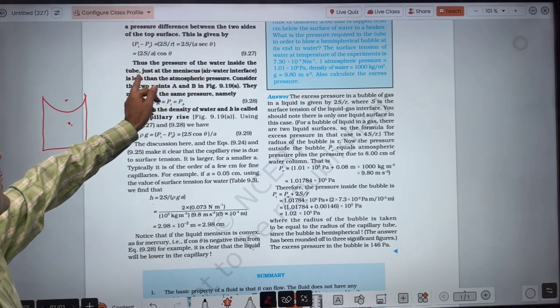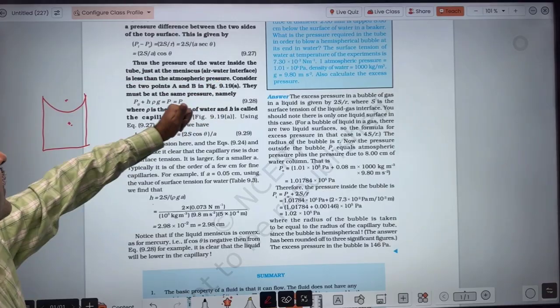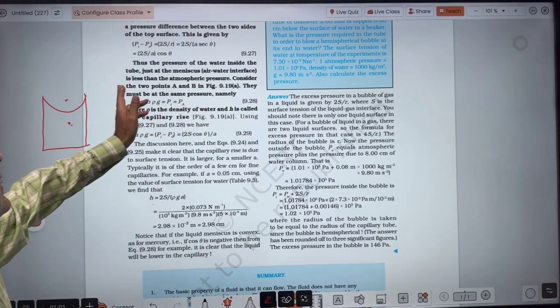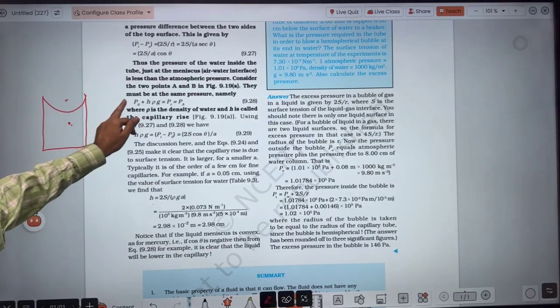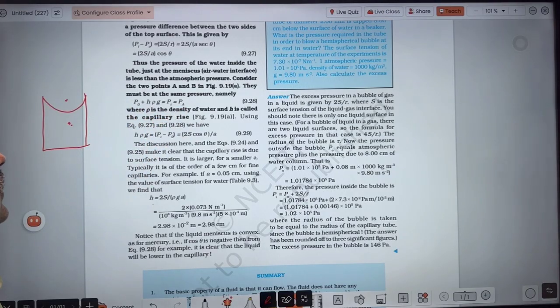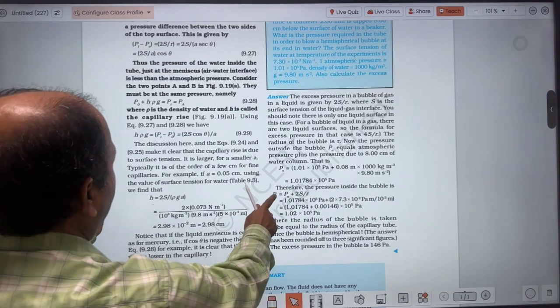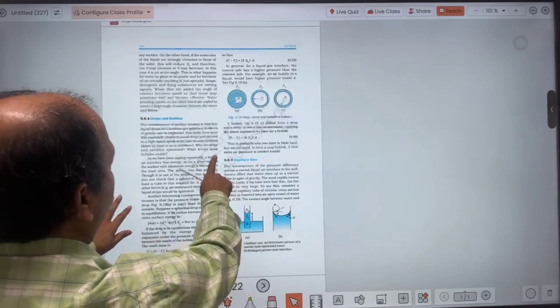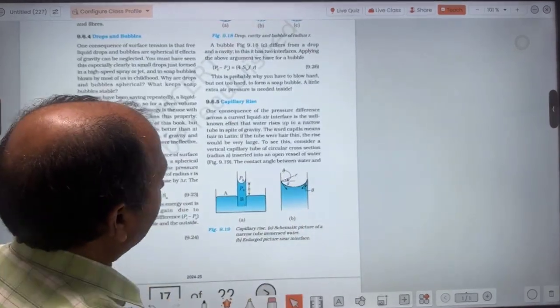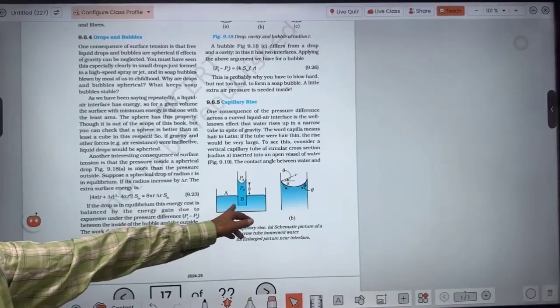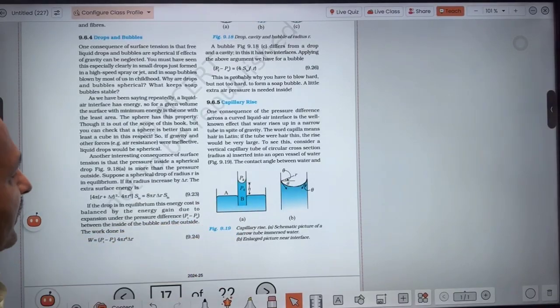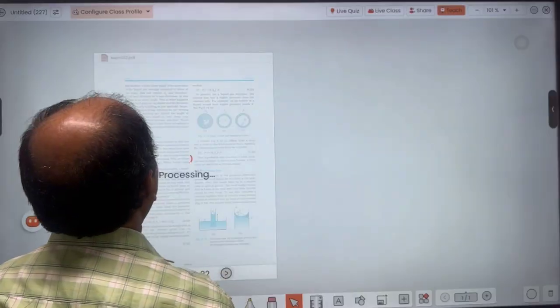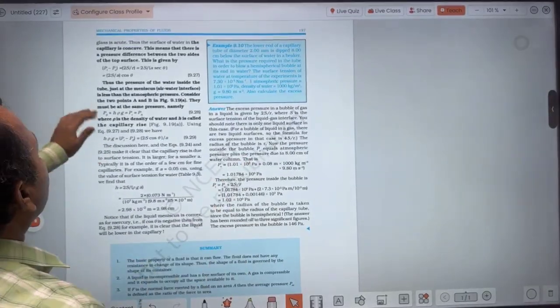So the same thing they are stating here. Thus the pressure of the water inside the tube just at the meniscus air-water interface is less than the atmospheric pressure. Consider the 2 points A and B in the figure. They must be at the same pressure. So now we are considering 2 points A and B in the previous figure. So they will be at the same pressure. Let's see that. Here we can consider points here, here, and if they are at the same pressure, so in that case, what happens?